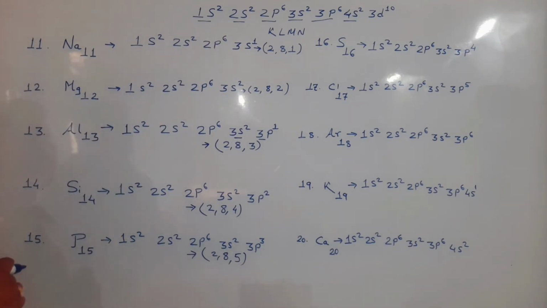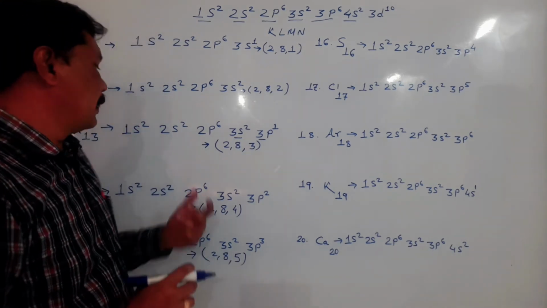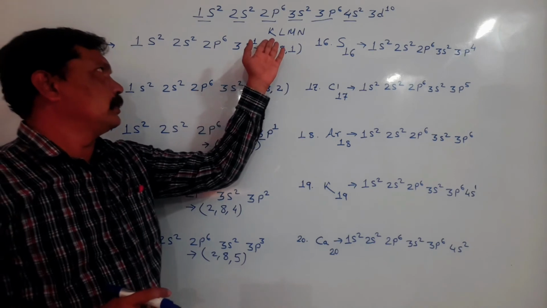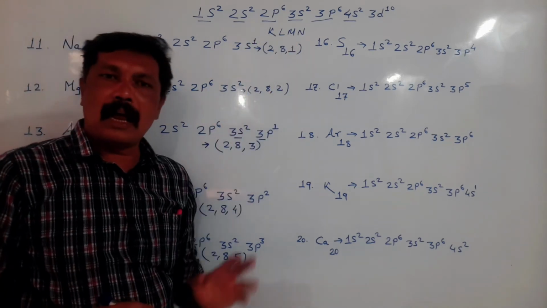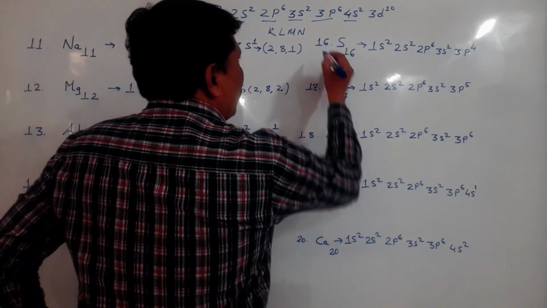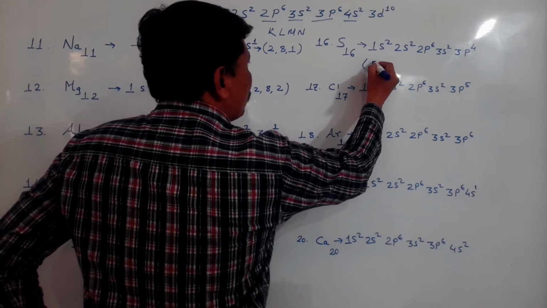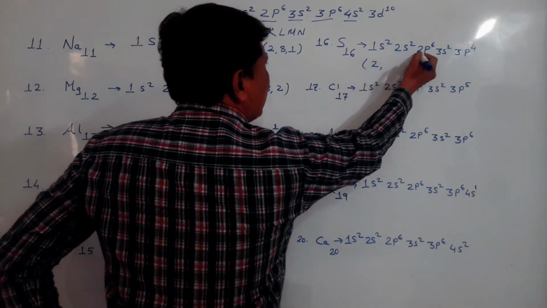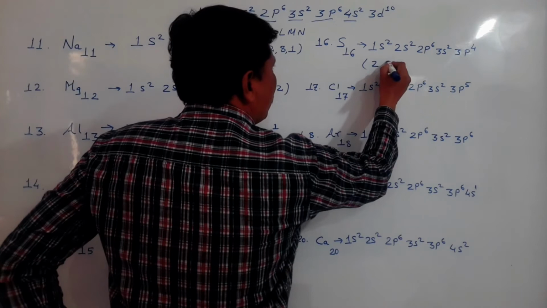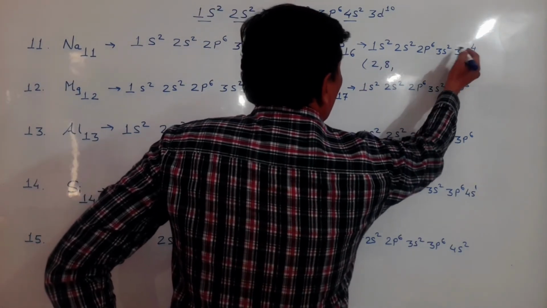Electronic configuration, my dear student, here we are going to consider the electronic configuration according to KLMN shell. Number 16, 1s2, 2s and 2p, 6 plus 2, 8, 3s and 3p, 4 plus 2, 6.